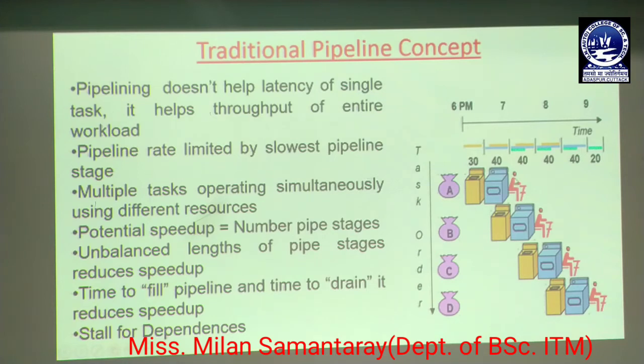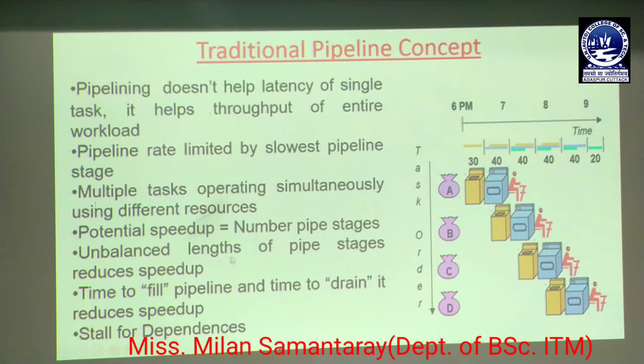Here, as I have told you, the people who are doing these operations are not the same, they are different. So we are using different resources, and the operations are also different, but they are done simultaneously. And then the potential speedup is equal to the number of pipeline stages. So how will the performance increase? By increasing the stages of the pipeline, whether it is 3 stages, 5 stages, 7 stages, like this.